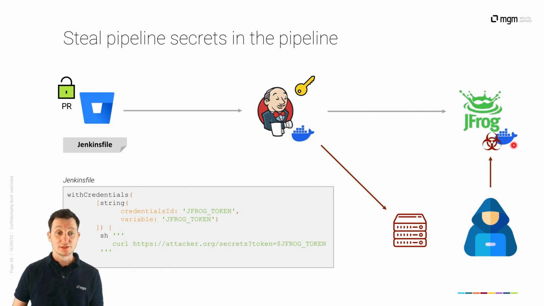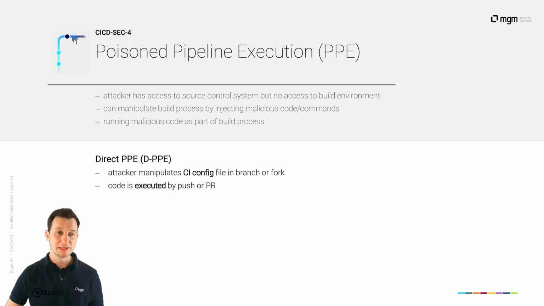Okay, so this is a problem. This is not so good. And what this is called is poisoned pipeline execution, PPE. So the basic idea behind this is that the attacker has access to the source control system, but he or she has no access to the build environment directly. So what the attacker can do is then manipulate the build process by maybe injecting malicious code or commands in the configuration of the build system, and then running this malicious code as part of the build process.